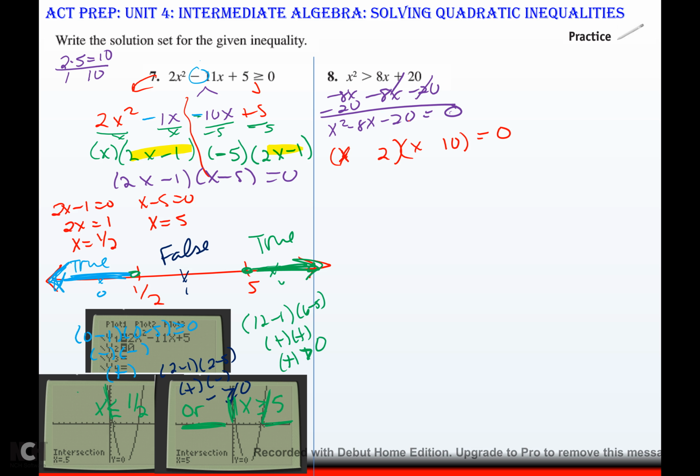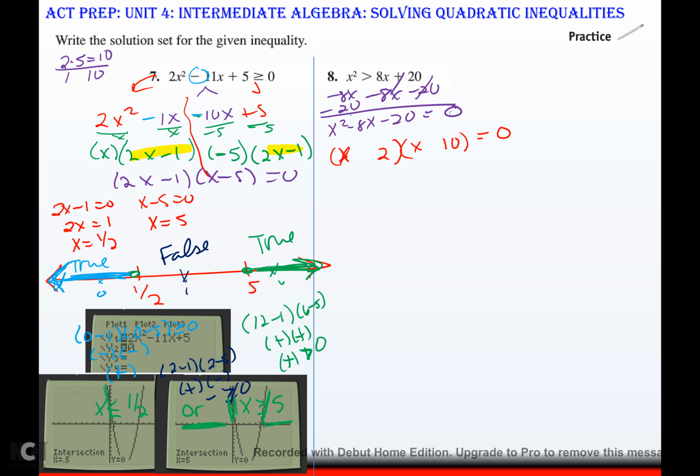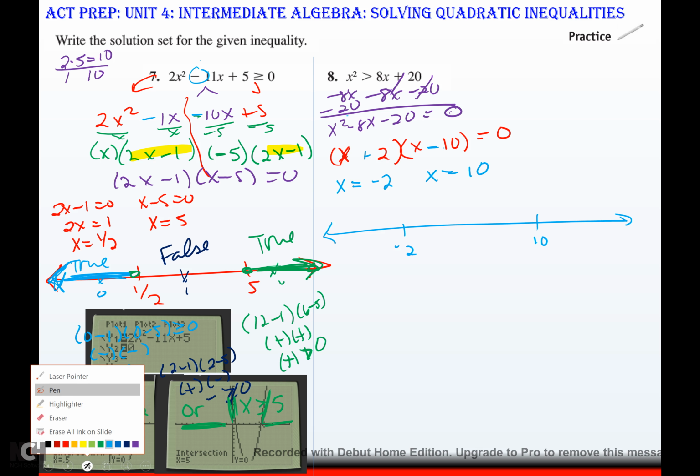C is negative, so my signs have to be opposite, and bully takes the middle. So 10 takes the negative in the middle, which means 2 is plus, which means my boundaries, my solutions, are negative 2 and positive 10. Negative 2, positive 10, and we test.